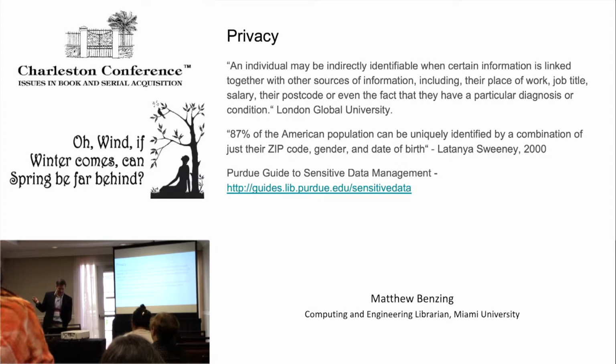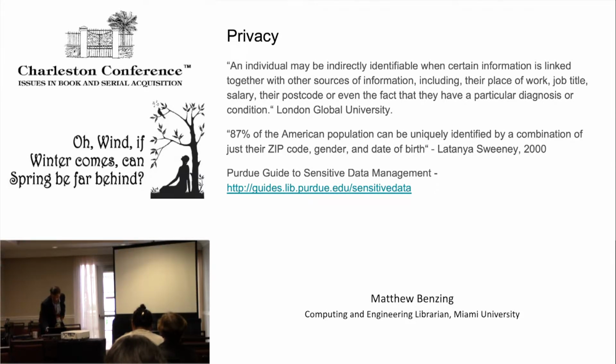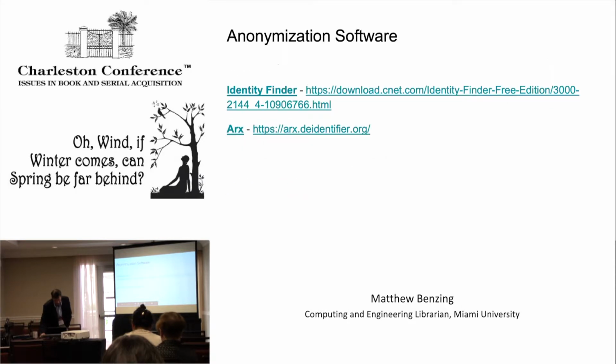Example here is 87% of the American population can be uniquely identified by a combination of zip code, gender, and date of birth. There are little pieces here and there that if somebody puts them together, they can narrow it down to a few people, maybe to one person. So those kinds of identifiers can be an issue too, even if you say, well, a lot of people were born on that date, but what zip code are they in? What's their gender, etc. Purdue has a guide here to dealing with sensitive data that is, again, useful to read.